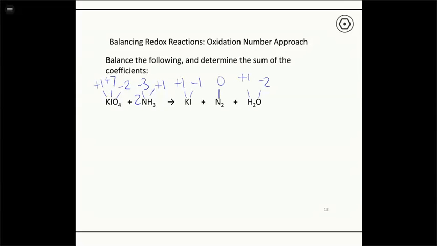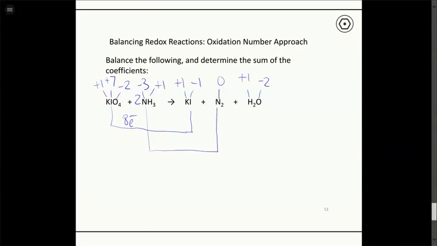Okay, so now let's look at the number of electrons that are involved. So iodine is going from +7 to -1. So the difference is going to be 8 electrons. +7 to -1 is a difference of 8. And then nitrogen, we have 2 -3s going to 2 zeros. So each nitrogen is changing by 3 electrons. There's a total of 2 of them, so that gives us a sum of 6 electrons.